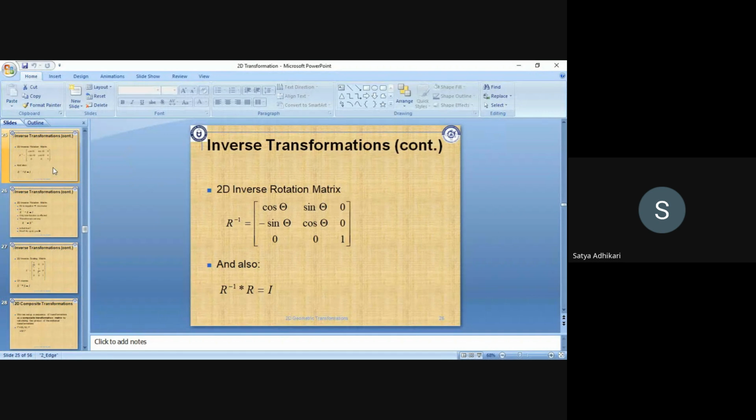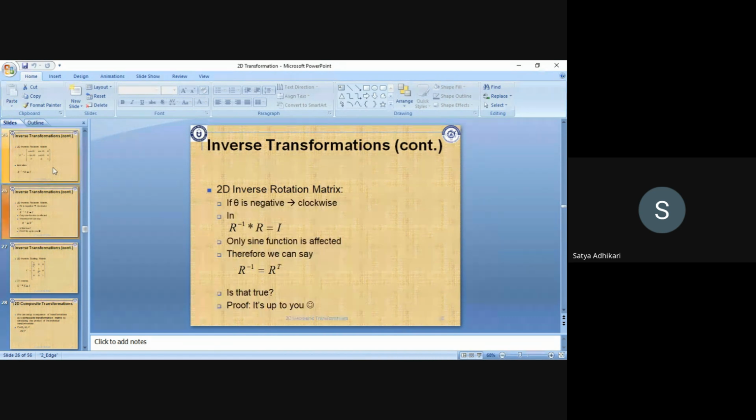Similarly, you see the sign changes. Initially it was cos theta minus sin theta 0, sin theta cos theta 0, and here the minus sign comes to sin theta in the second row. So if we rotate an object by a specified angle, and after rotating I want to come back to the original position of the object, we have to use 2D inverse rotation.